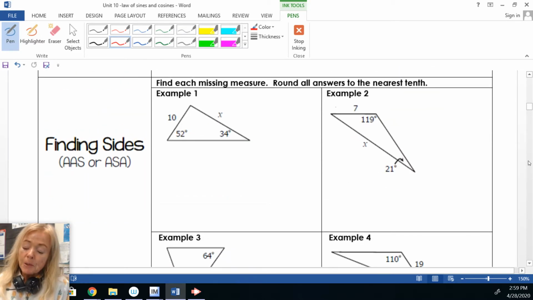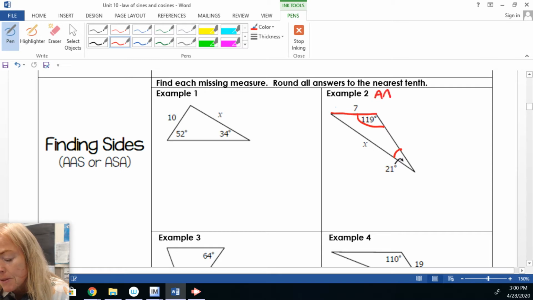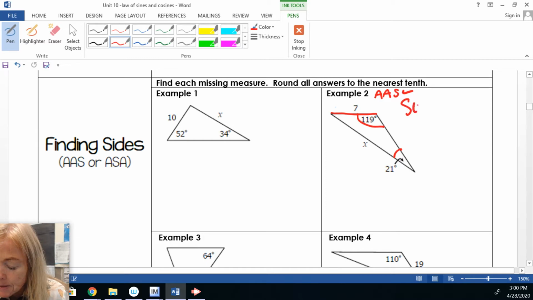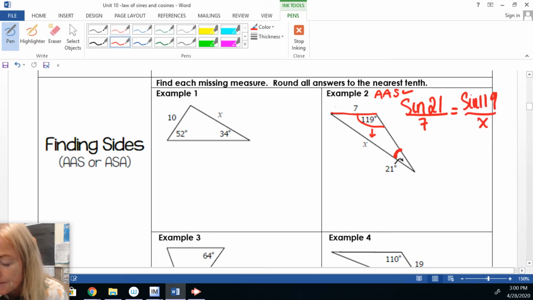If you're looking at example 2 with me, we'll go ahead and proceed with that. Now, we know this angle is 21 degrees. This angle is 119 degrees. And we have this side measuring 7. So this is an angle-side scenario, so we can use the law of sines. All right, so we're going to do sine of 21 over its opposite side, which is 7, is equal to the sine of 119 over its opposite side, which is x. All right, so that's how we set it up.